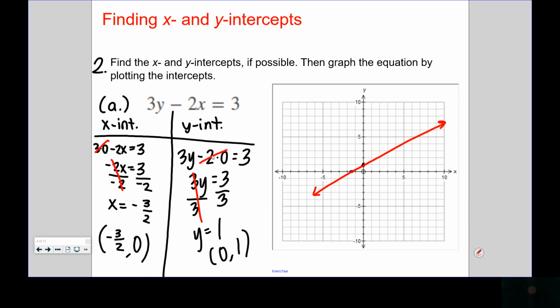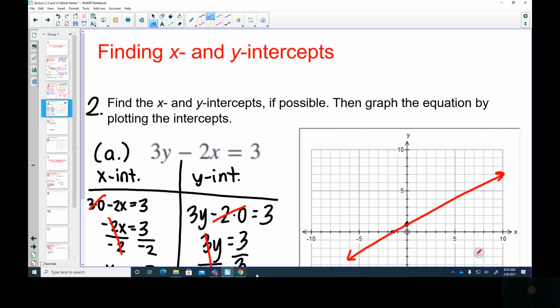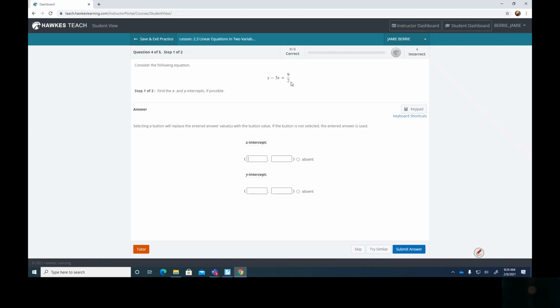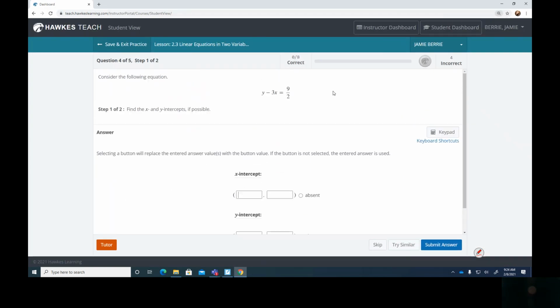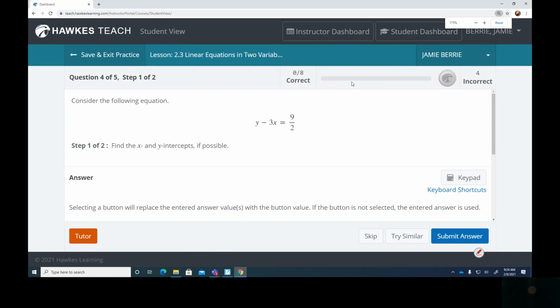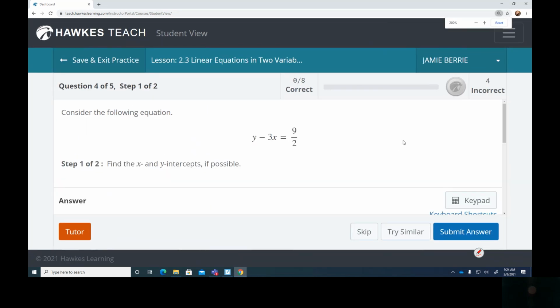Let's talk about the special. Oh, actually, let's first do the example on the homework. All right, so I've got one pulled up here. Again, they've got it in standard form. See how they have both of the variables on the same side? All right, so I'm going to zoom in so you can see this. Find the x and y intercepts if possible. So we have y minus 3x equals 9 over 2.